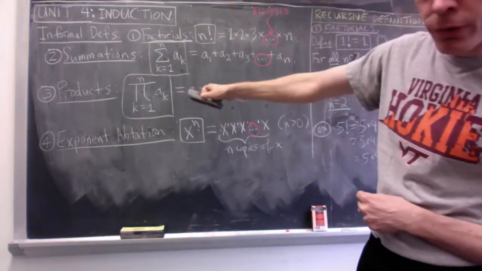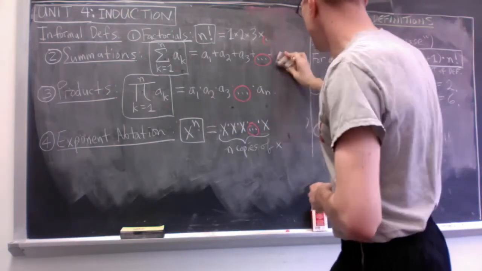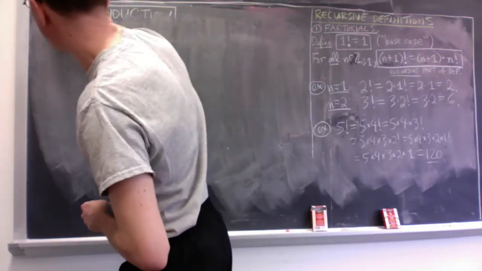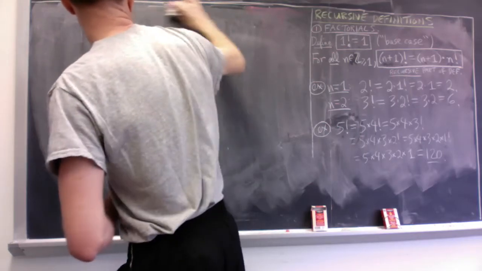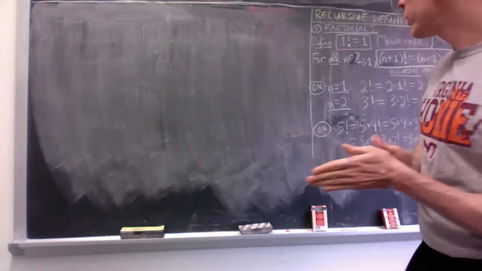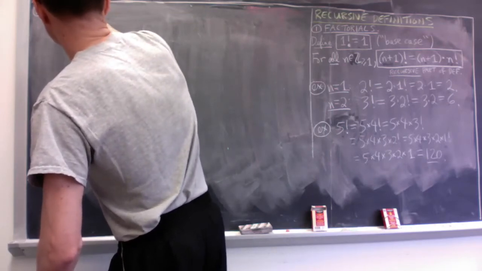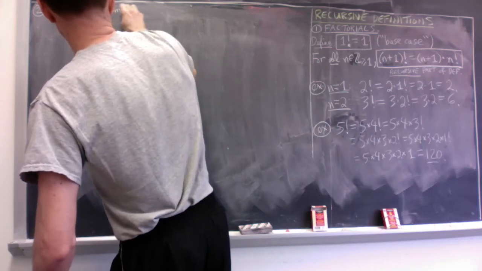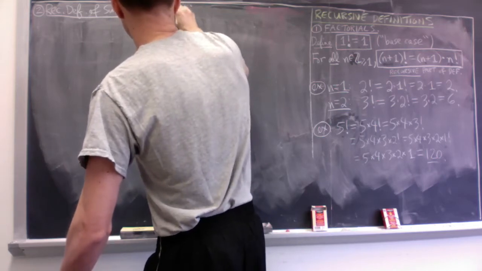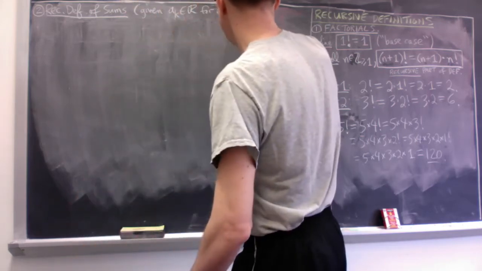So let me give you now recursive definitions of summations and products and exponents. This is section 4.1 of the book, if you're reading that book. All right, just like every other definition, you're going to have to memorize it perfectly because we're going to use these things in proofs. And we'll see how that works. So, recursive definition of sums. And here I'm assuming we've got a bunch of numbers, say real numbers, which I'm calling a sub k.